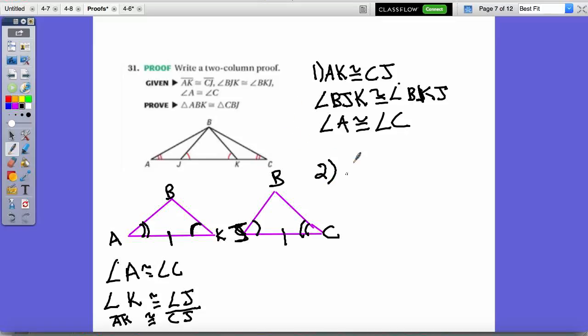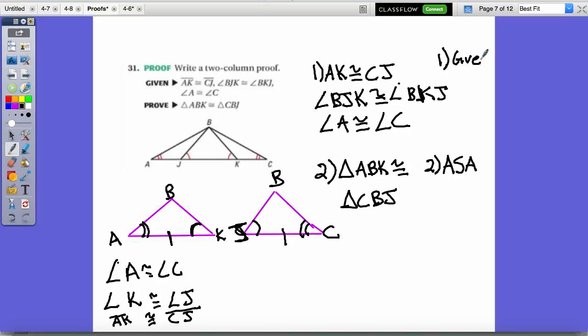I can prove right away that these triangles are congruent by angle side angle. That was triangle ABK is congruent to triangle CBJ. All this proof was three givens that gave me angle side angle.